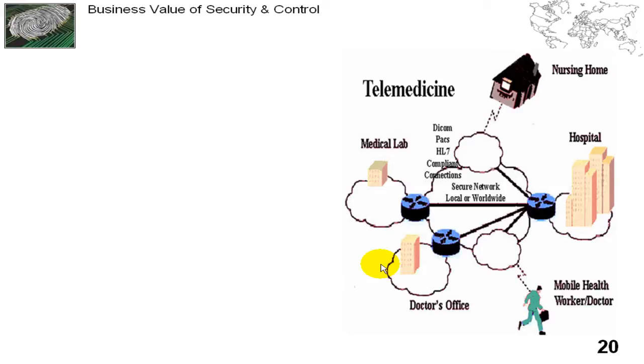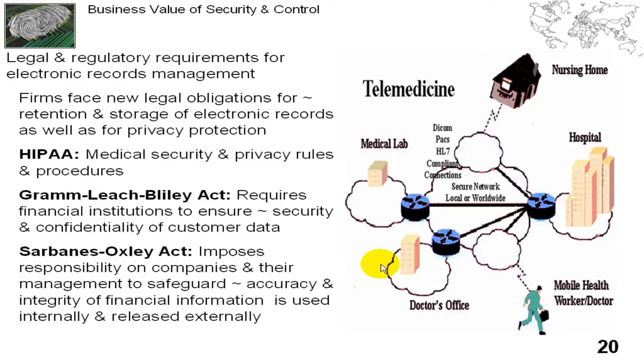This slide continues the look at the business value of security and control, examining the legal requirements for electronic record management. What it's saying is the Sarbanes-Oxley Act imposes responsibility on companies and their management to safeguard the accuracy and integrity of financial information used internally and released externally. So the Sarbanes-Oxley Act comes out of the scandals of Enron and WorldCom and other public companies.